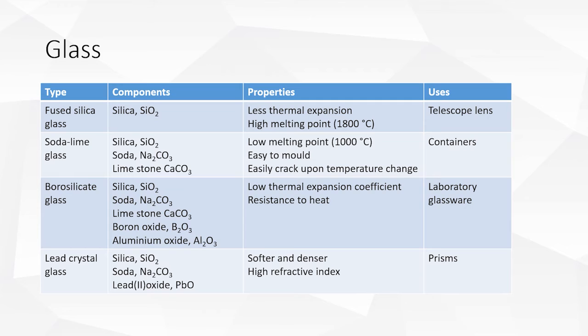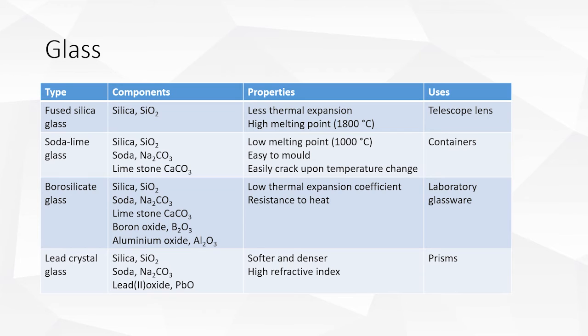Last is lead crystal glass. Since the name of this glass contains lead, it definitely will have lead inside its compound. Lead crystal glass is made up of silica, soda, and lead oxide. The addition of lead also provides an improved look to the finished product by increasing the refractive index and density of the glass, making it clearer.